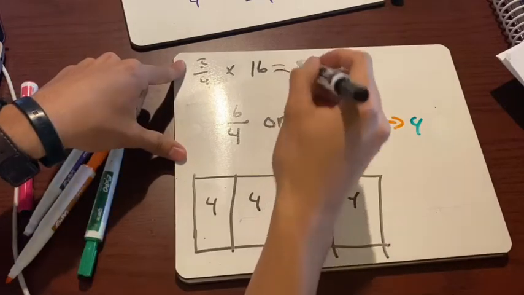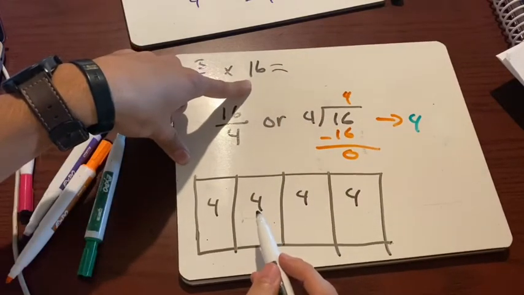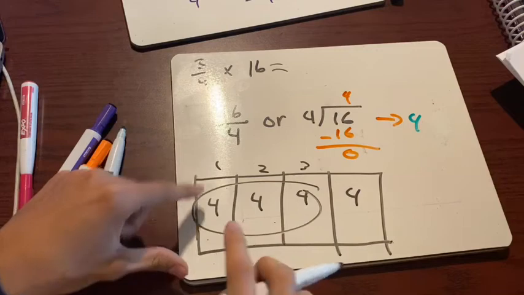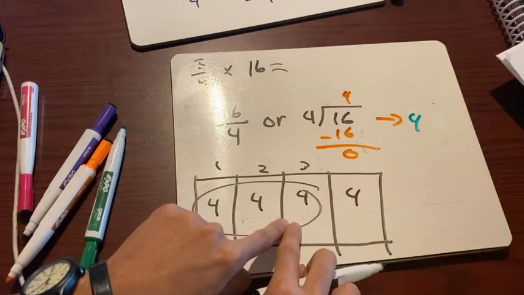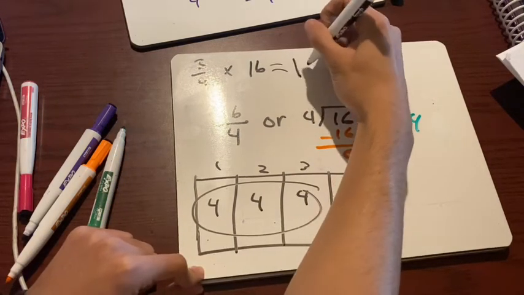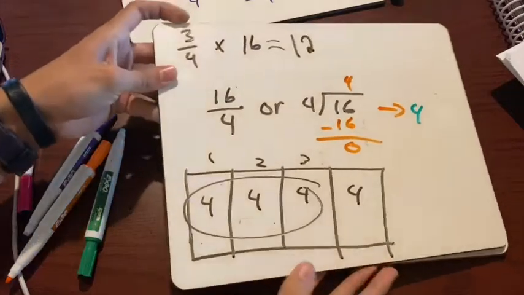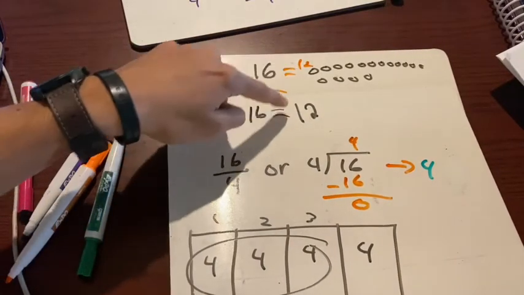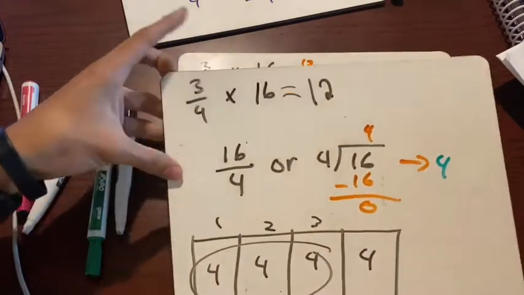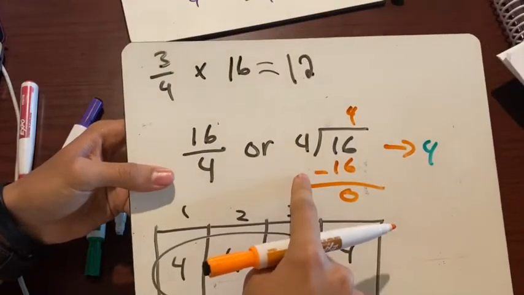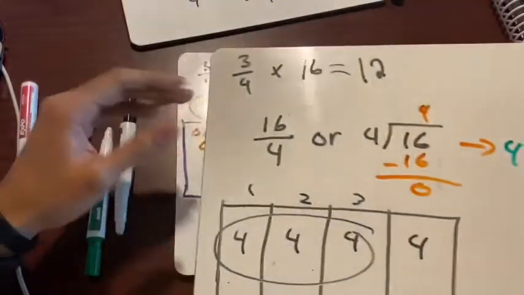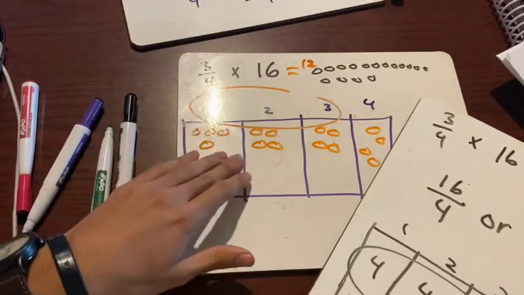Now going back to this problem, 3/4 times 16, how much did they grab? They grabbed 1, 2, 3. They grabbed this many. So 4 plus 4 plus 4, that is what? 12. And check this out, everybody. Did we get the same answer? 12? 12? Yes. So we can use this method if you want to now. This is now another tool in your toolbox for fractions. This method will work just as much as this method, okay?